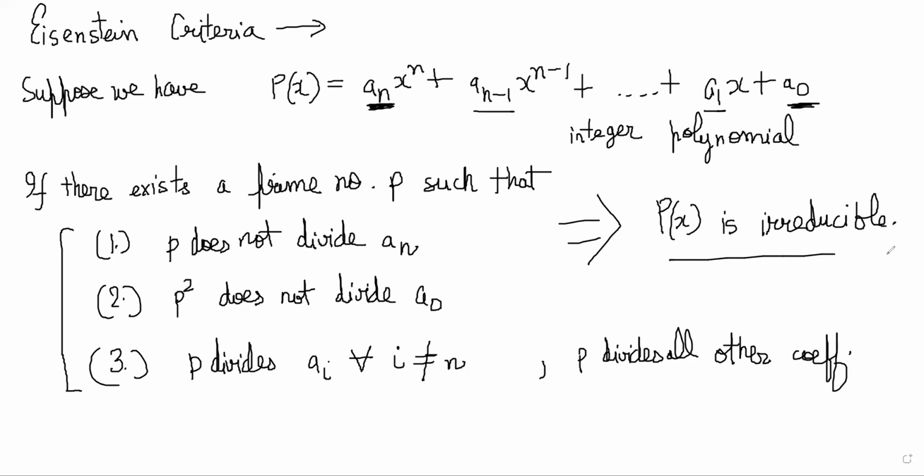Now, can we see an example where all of this happens? So let's write an example. Please note down this criteria. This is super important. So pause the video, take it down, make sure that you understand what we are saying. It is very simple also to understand. It says that you have to find a prime p which divides all the terms in the middle, does not divide the first term, and p square does not divide the last term. If that is true, then that polynomial is irreducible. So let's see an example quickly.